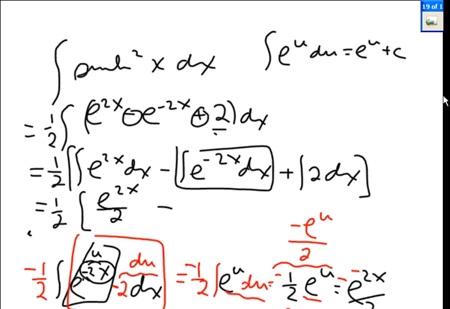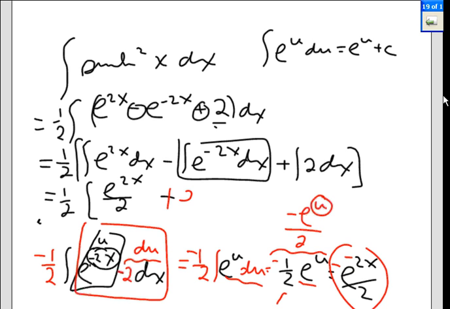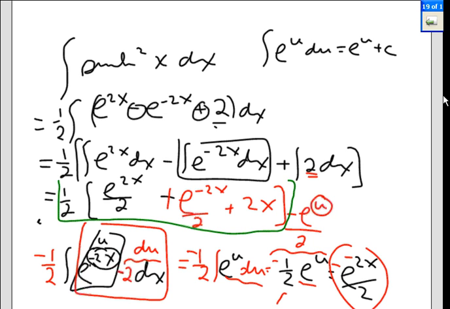And the exponent, u, is negative 2x. So I have minus, which makes this plus, e to the negative 2x over 2, plus the integral of 2 dx is just 2x. And there's an answer. There's a nice answer. Plus c, I guess. So this here is the answer, so long as you include plus c.